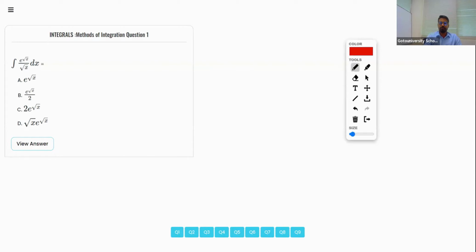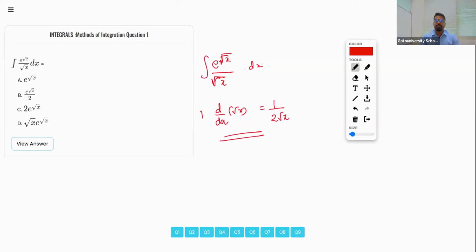So there is a question: integrate e power root x by root x into dx. So it's a function of a function. Let's pay attention to this. I have a root x and I have a root x in the denominator. And what is the differentiation of root x? 1 by 2 root x, yes or no? Yes. So the differentiation of root x with respect to x is 1 by 2 root x.